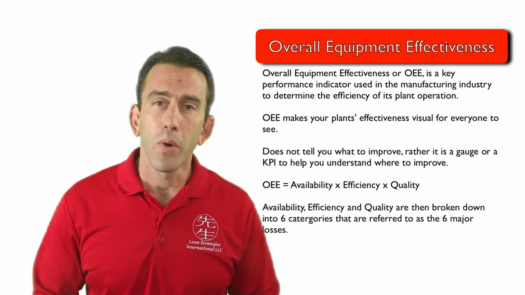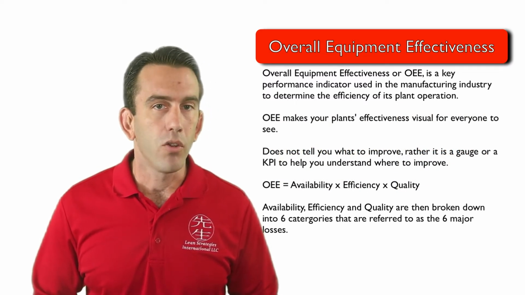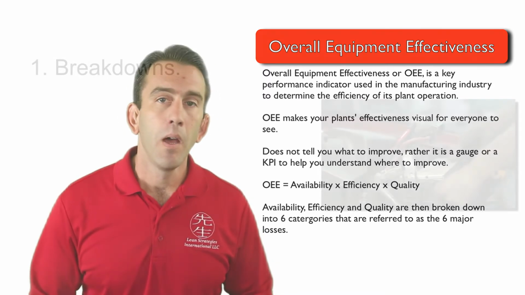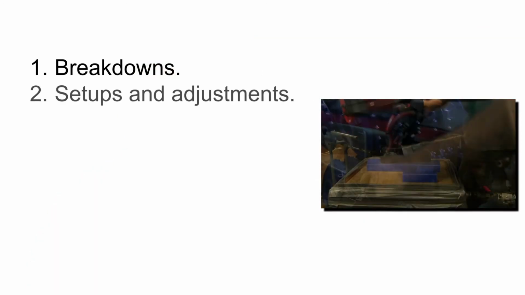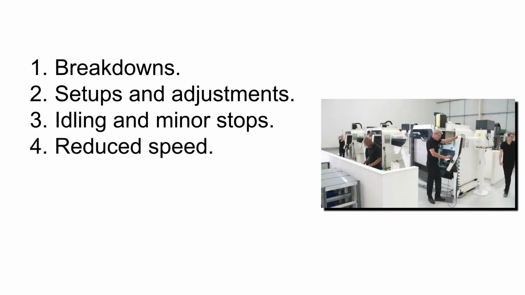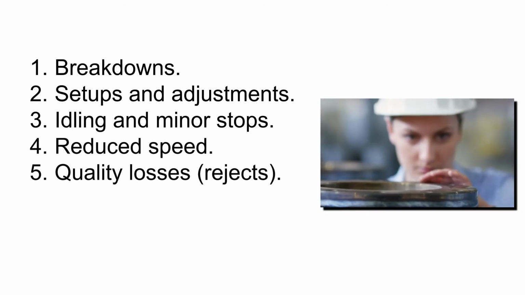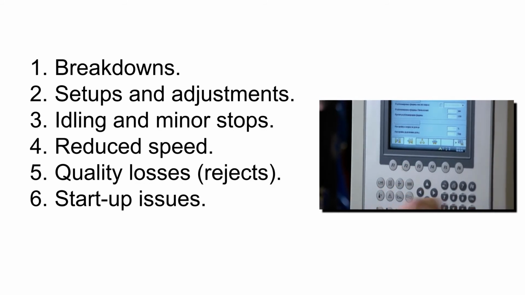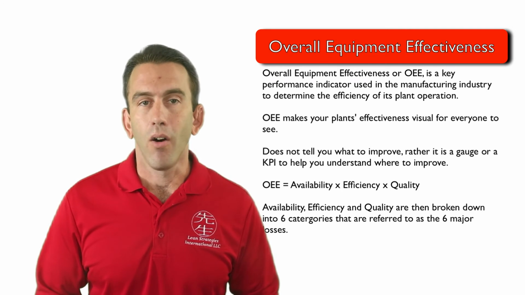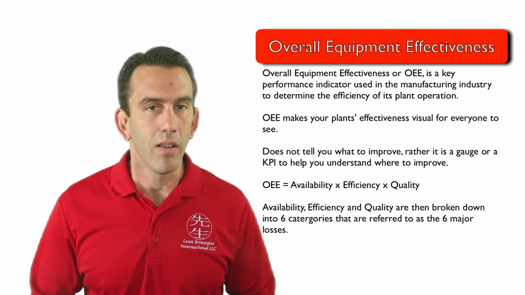From here, the three categories can be broken down into what is known as the 6 major losses, which are breakdowns, setups and adjustments, idling and minor stops, reduced speed, quality losses, and startup issues. And that's it, OEE. Keep in mind that there are many more details to overall equipment effectiveness. This powerful KPI can really help move a company forward in the continuous improvement journey.